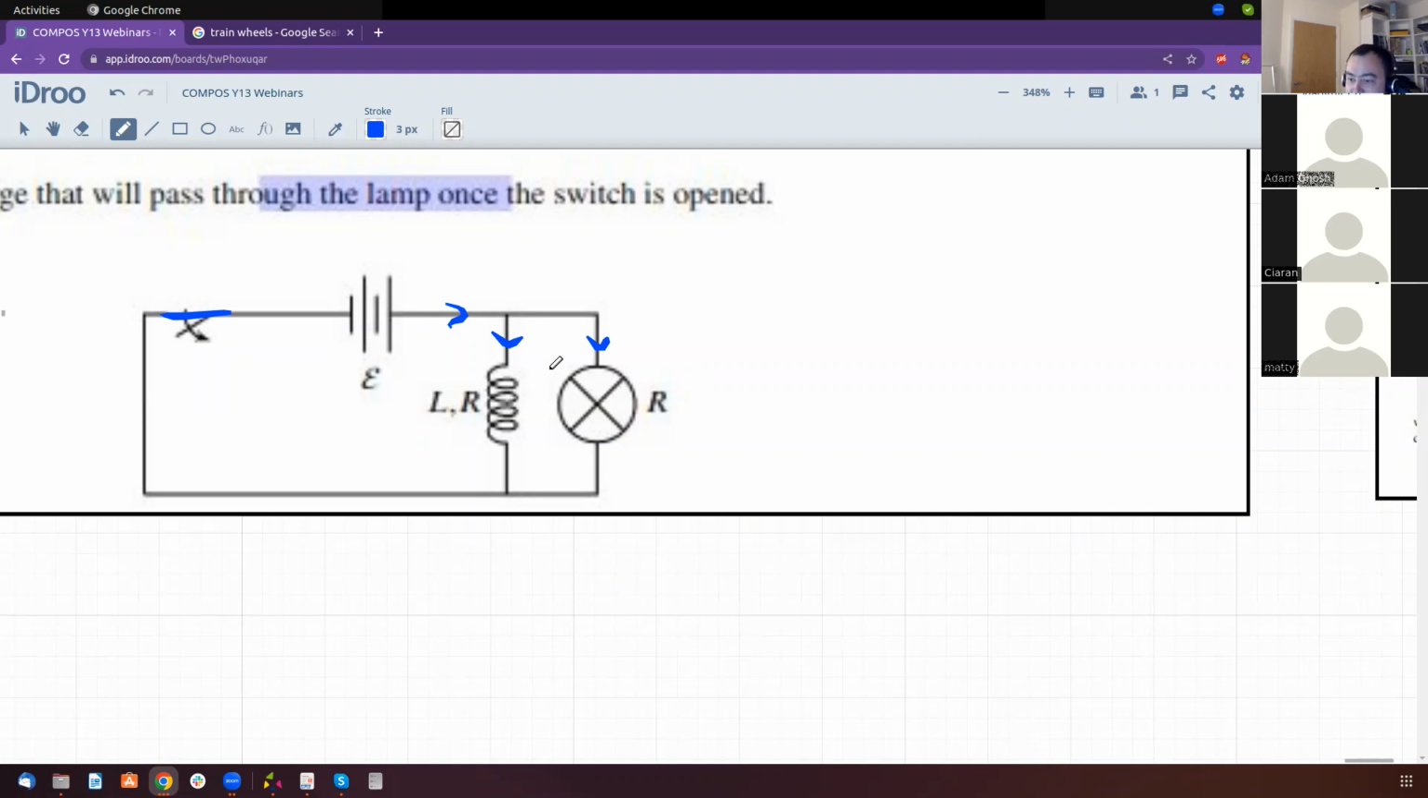Jasmine is asking, I don't quite understand why, because the current isn't being induced in the first place. The magnetic field is induced. How does the magnetic field induce more current?